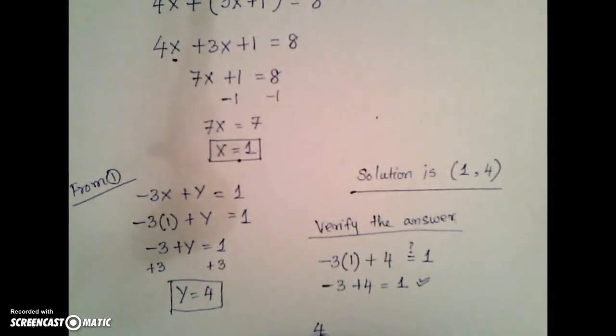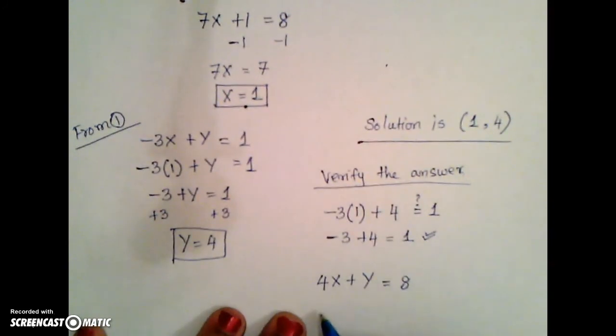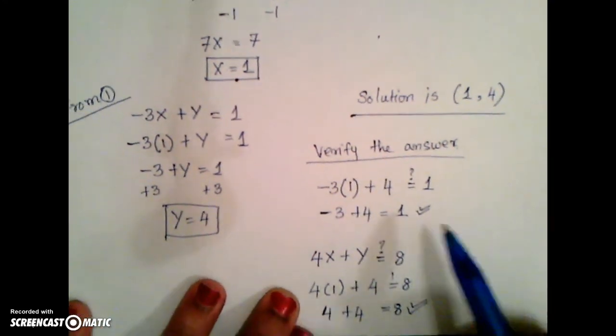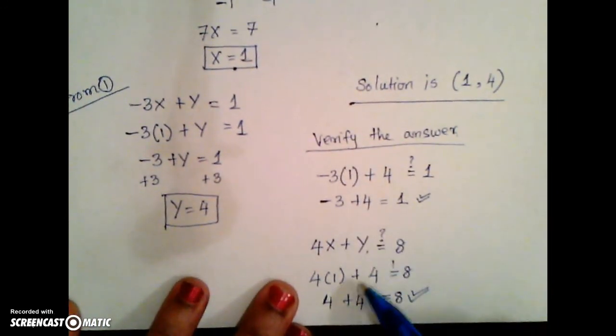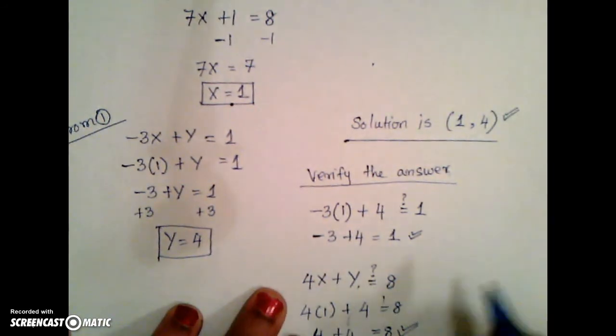So let's check equation number 2. 4x plus y is equal to 8. So x is 1 and y is 4. Is it equal to 8? 4 plus 4 is equal to 8. It works. So it works for both my equations. So that means my solution (1, 4) is correct.